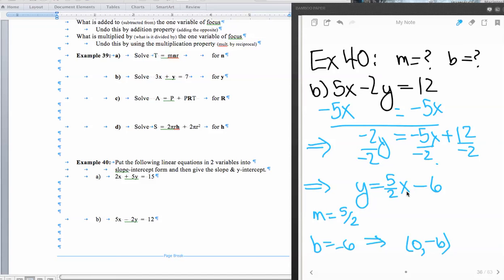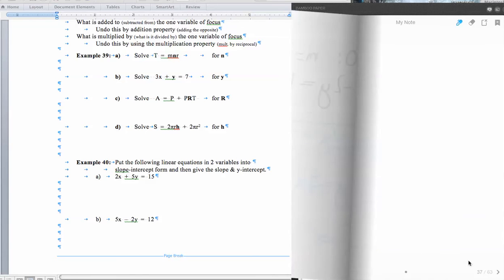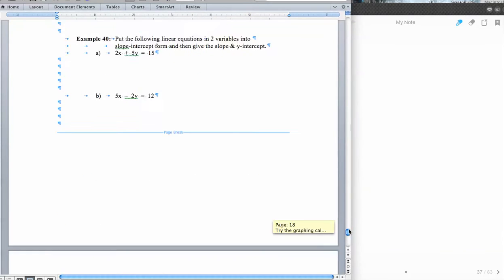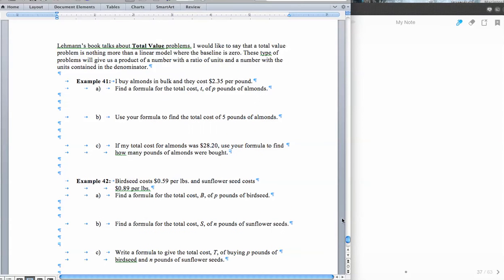Now the next thing that we're going to talk about is the total value formulas. So I'm just going to briefly introduce this, and then I'm going to leave the problems to do in the next section. So total value problems are actually linear equations in two variables, except for the fact that our problems have no baseline. So we have a rate of change and we have an independent leading to a dependent variable. And that's what you want to remember for these problems. So I'll see you in the next video, and we'll talk about total value problems and solve a few of those.